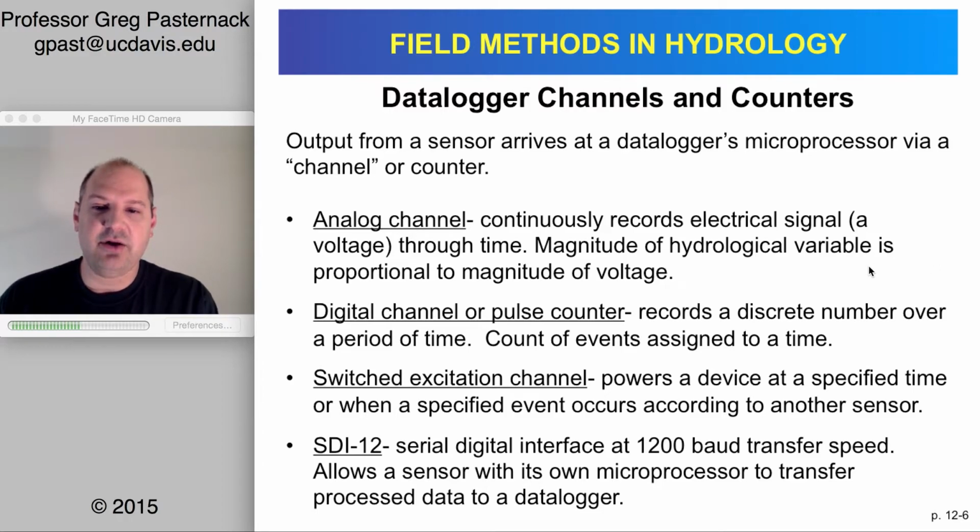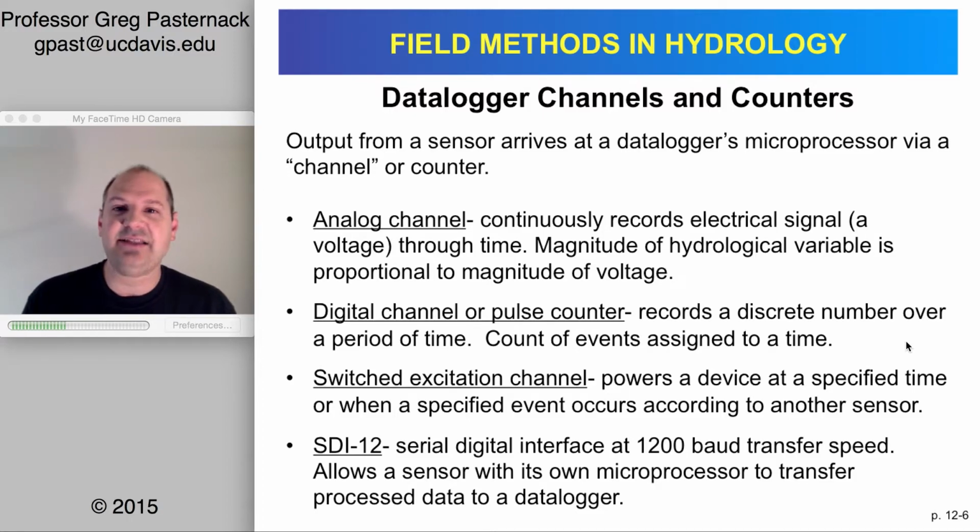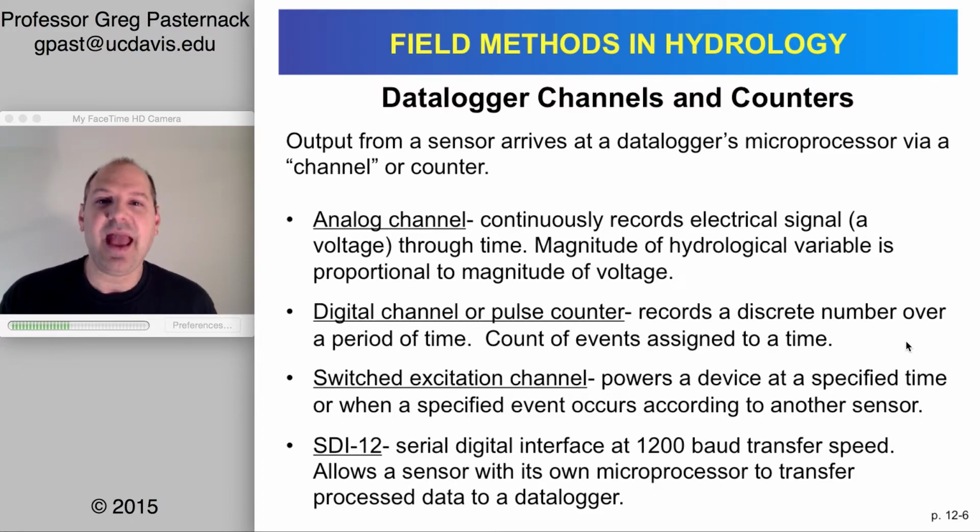In addition to an analog channel, there's a digital channel or pulse counter. What this is doing is recording a discrete number over a period of time, typically a count of events. And the tipping bucket rain gauge would be the quintessential example here. So anytime an event triggers, like on, off, yes, something happened, or no, it didn't, then the yes, something happened is registered as an event. And you might have a date and time and a 1, like yes, this happened. And so every event is given that timestamp and recorded in the logger, and that's called a pulse counter.